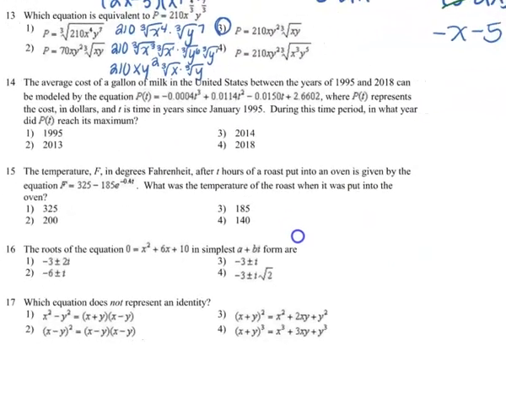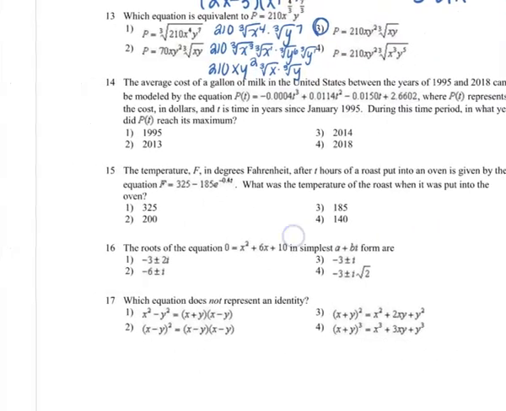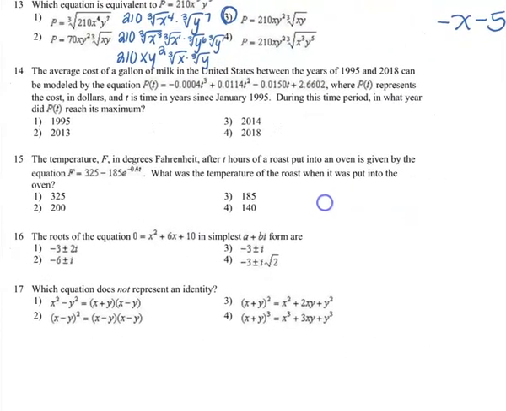All right, question 14. This one's super fun. The average cost of a gallon of milk in the United States between the years of 1995 and 2018 can be modeled by the equation P of T, where P of T represents the cost in dollars and time is T years since 1995. During this period of time, in what year did it reach its maximum?